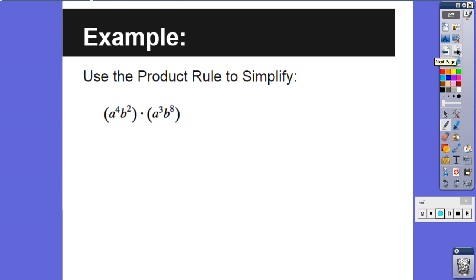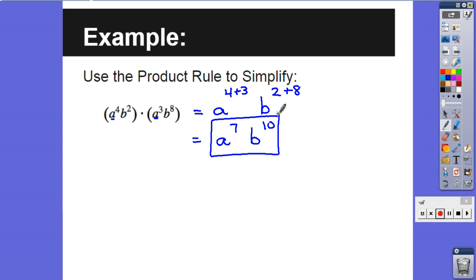So let's take a look at one more example here. And go ahead and do this one on your own. So hit pause, work it out, and then when you're done and you want to see the answer, go ahead and hit play. So I'm going to use the product rule here to simplify this. And so I would have a to the 4 plus 3 as my exponent, because I am looking solely here at my a terms. And I've got a 4 for an exponent and a 3. And when I look at my b terms here, I'm going to have 2 plus 8. And my last thing that I need to do here is simplify, so I would have a to the 7th, b to the 10th, and I have that thing simplified.